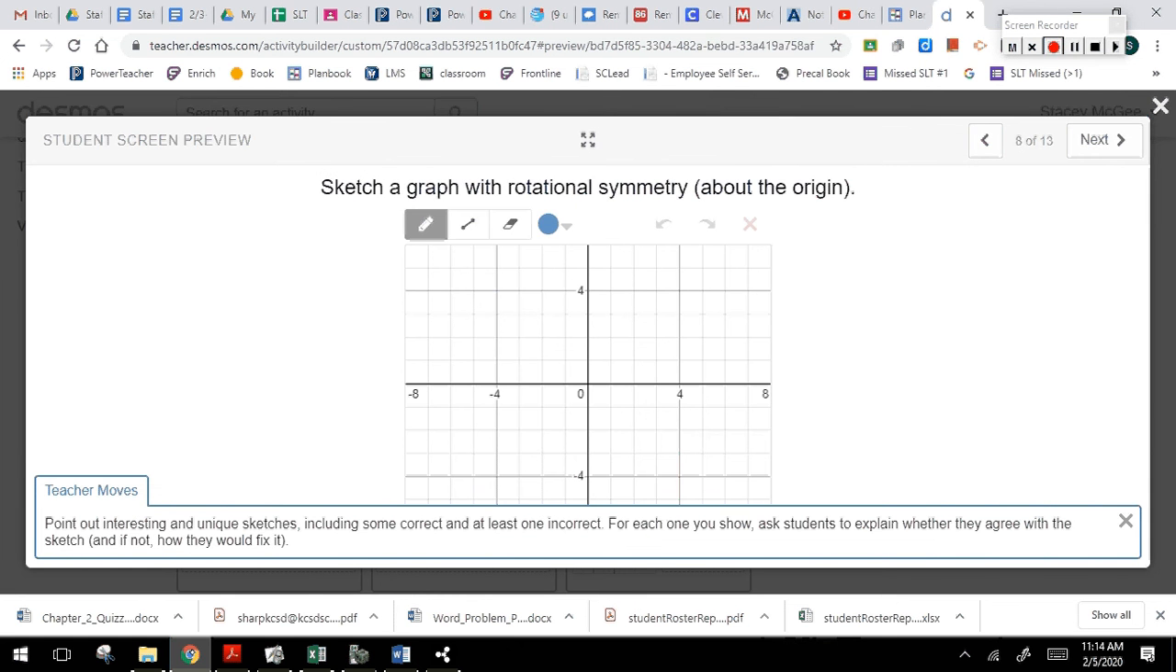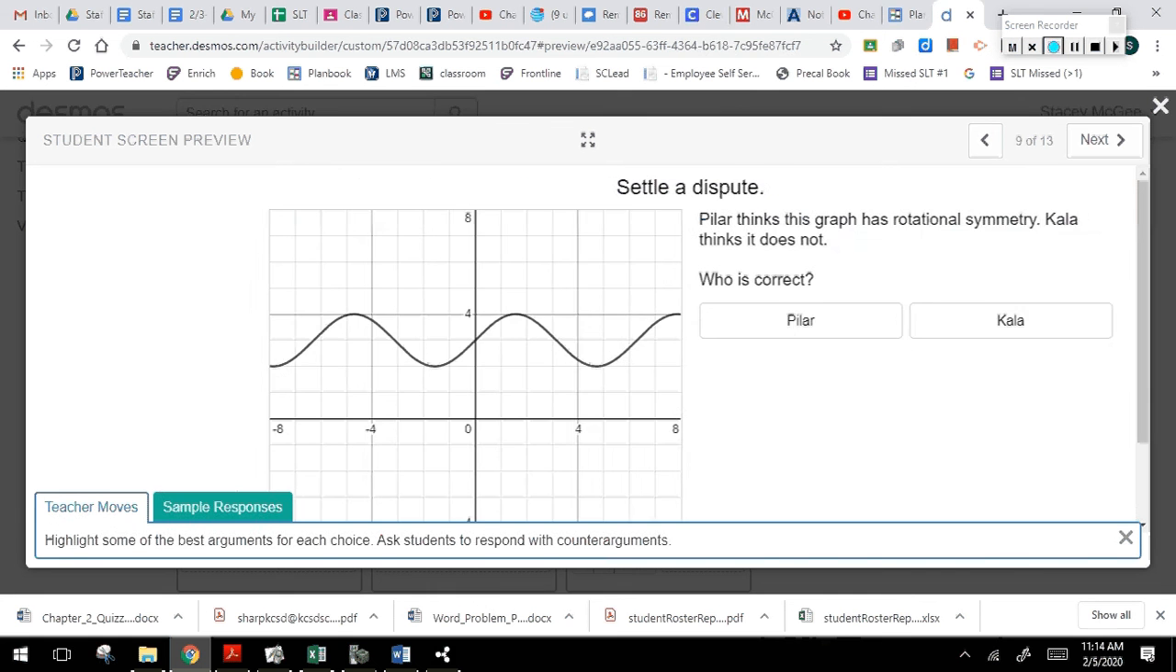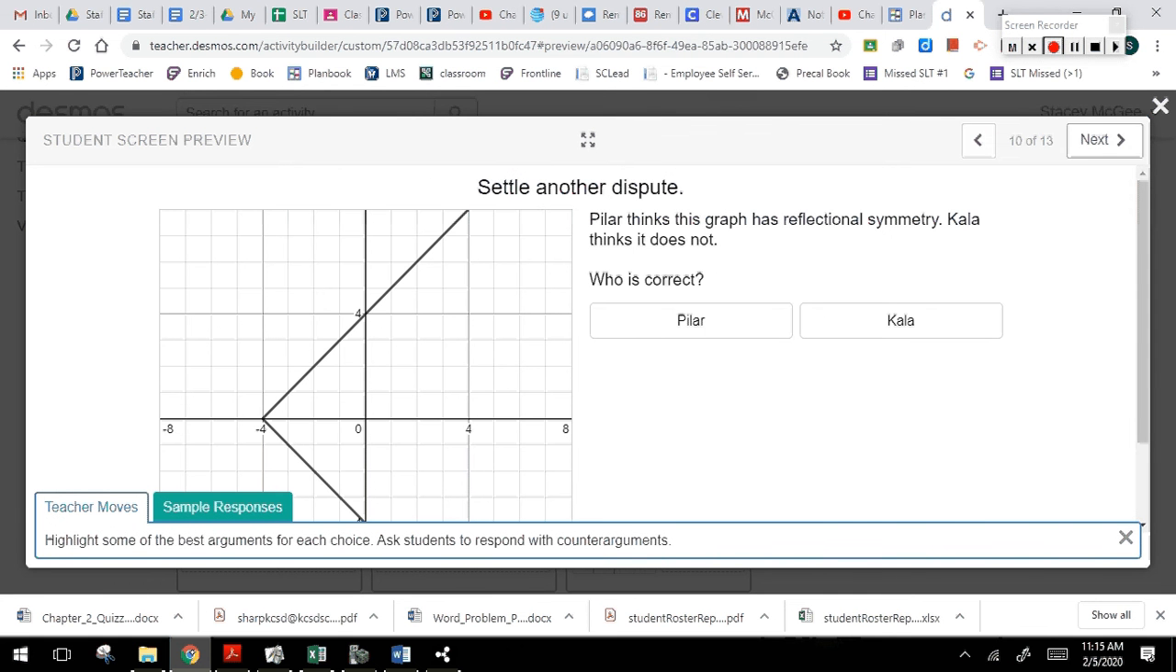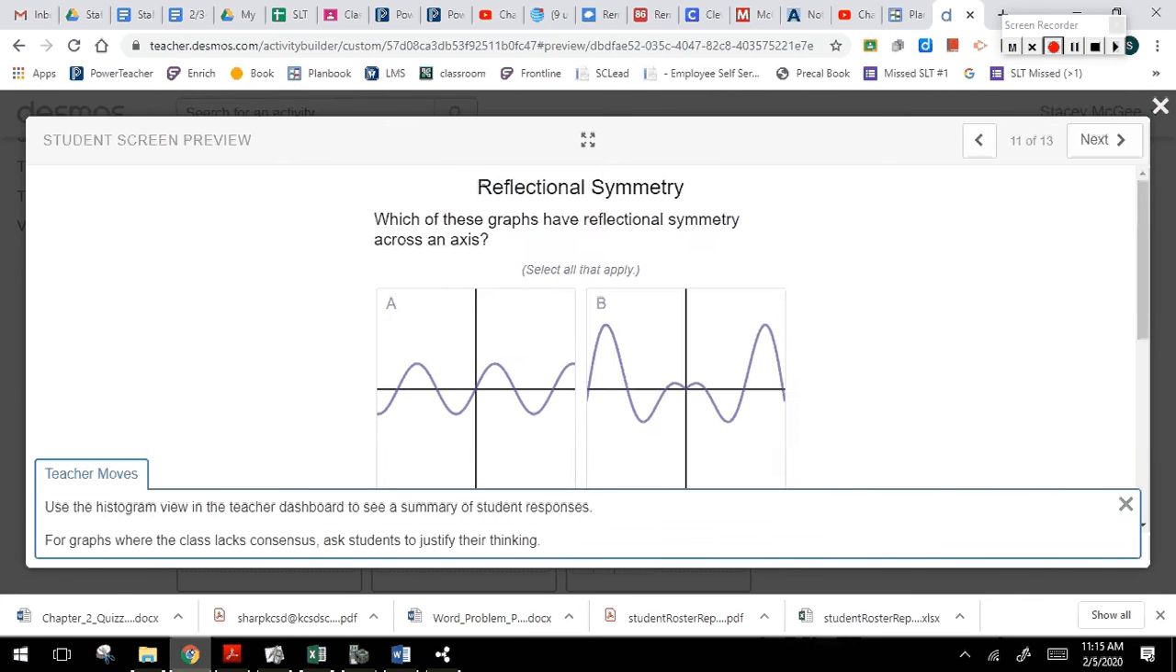Okay. Now we get to the sketch part. That's rotational. That's still rotational. No, it's reflection. It's neither. It's a reflection, because it's reflecting over the x-axis this time. That's correct.